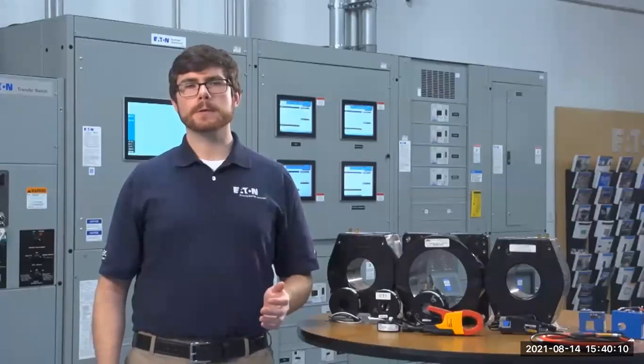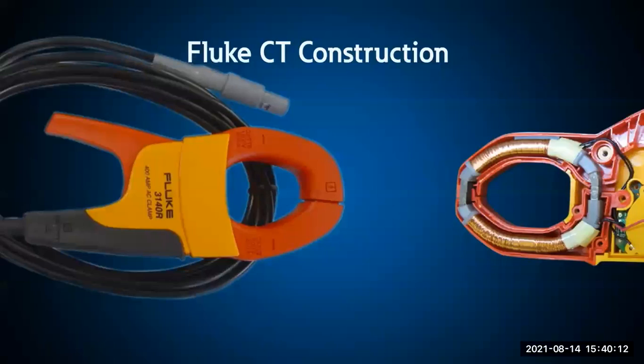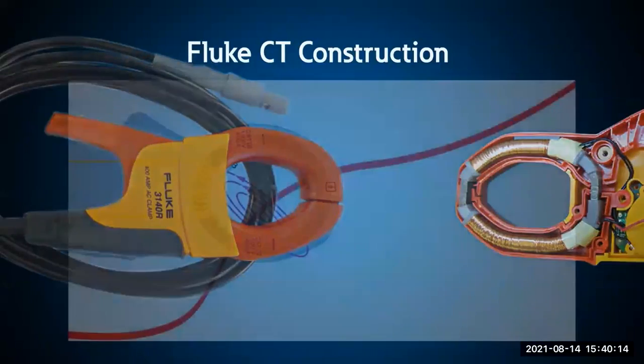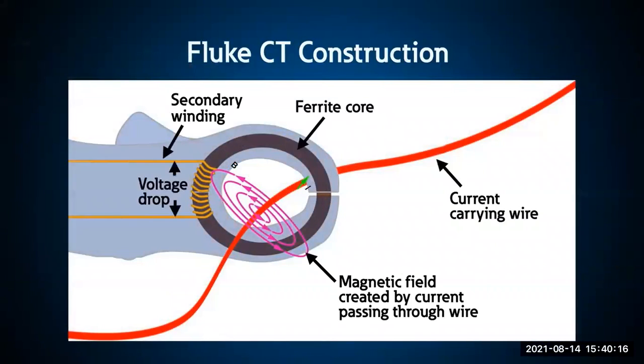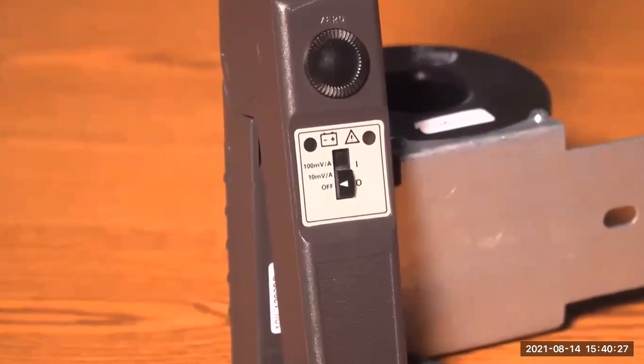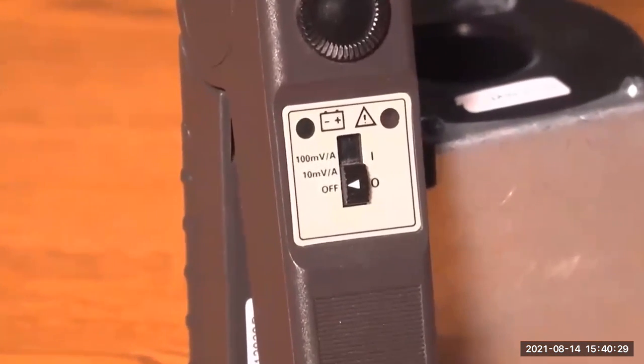All CTs output a current that is then used for metering, but temporary CTs like those used in Fluke and other power quality instruments add a terminating resistor on the secondary winding so that they output a voltage and can be open circuited when connecting the meter. With this resistor, these CTs typically have a rating of 10 millivolts per amp or 100 millivolts per amp.